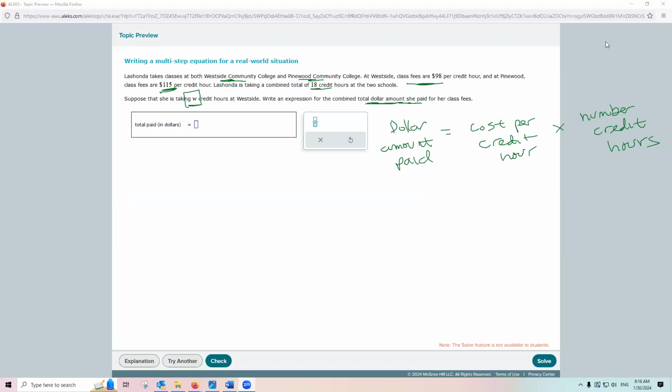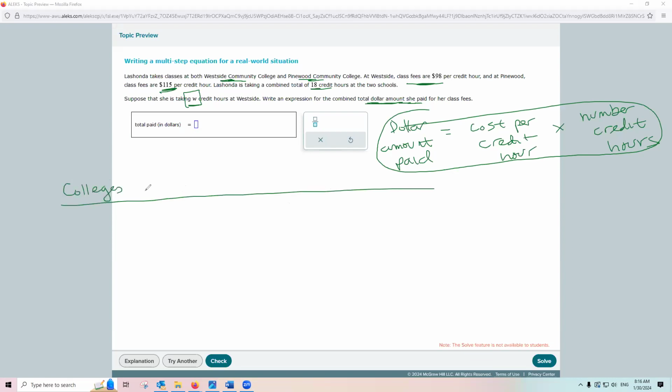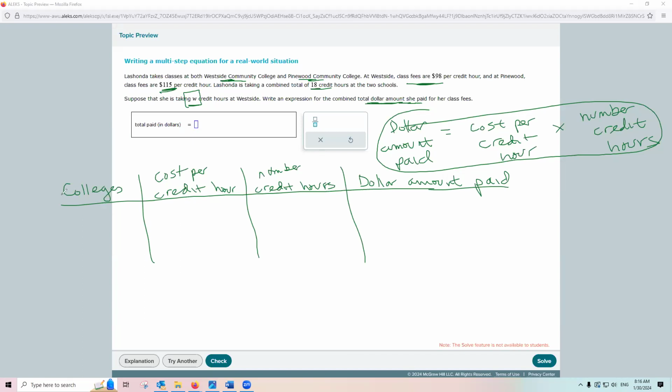For this table, I'm really going to take this little equation here and copy it over. So here are the different colleges she's going to attend. Here is the cost per credit hour. Here is the number of credit hours. And here is the dollar amount. All right, and I know the equation: take the cost per credit hour, multiply it by the number of credit hours, and that equals the dollar amount paid. All right, so let me start filling in this table.